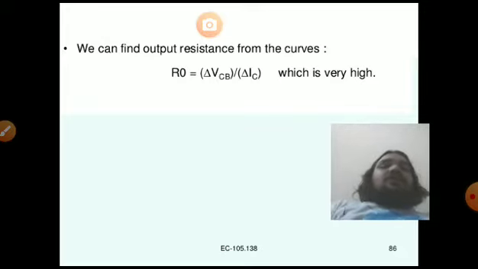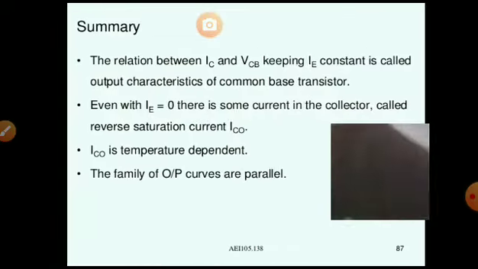We can find the output resistance from this curve. Output resistance RO is equal to delta VCB divided by delta IC, where delta VCB is a small change of the voltage between collector and base, and delta IC is a small change of the current IC. The output resistance RO is very high.